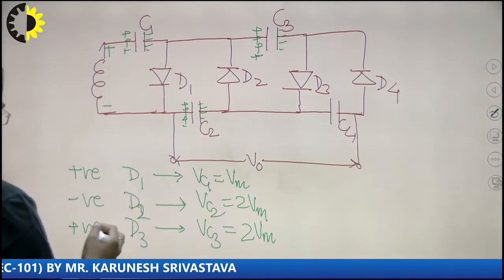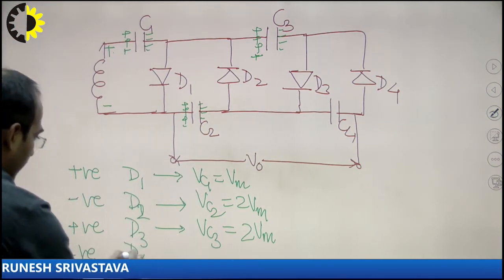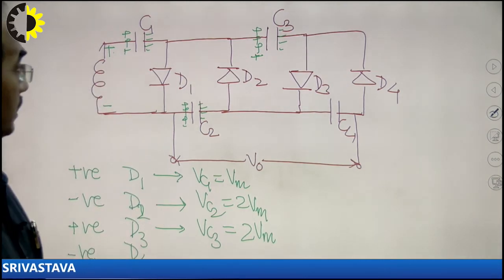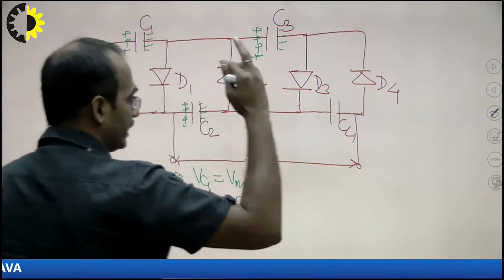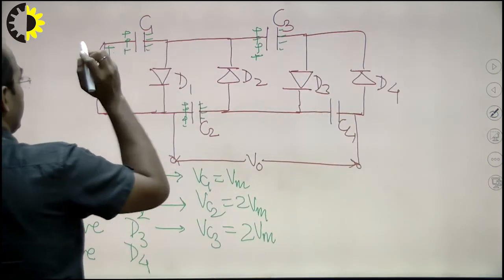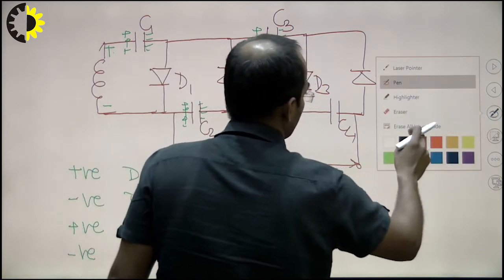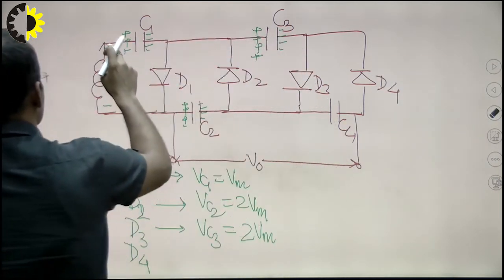So, the next half cycle, that is negative half cycle, will come. The diode D4 will conduct, remaining diodes will not conduct. I am going to discuss the negative half cycle with blue color. So, the negative half cycle will come for the diode D4.